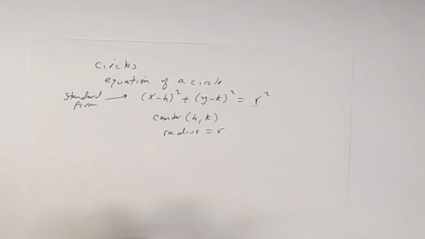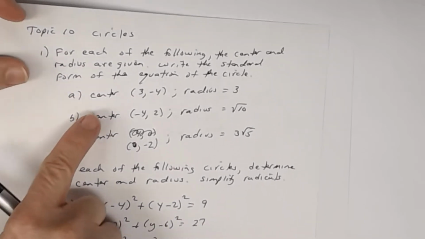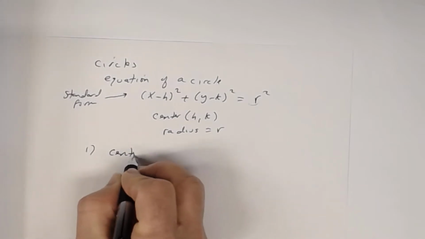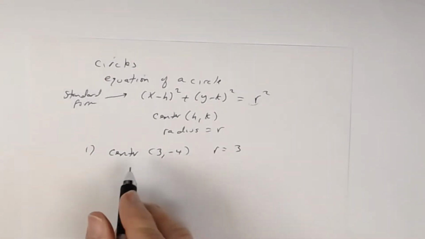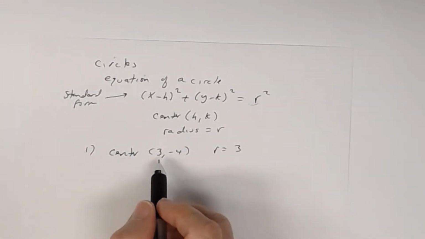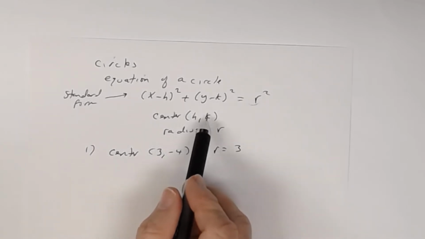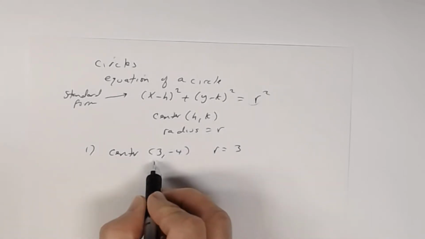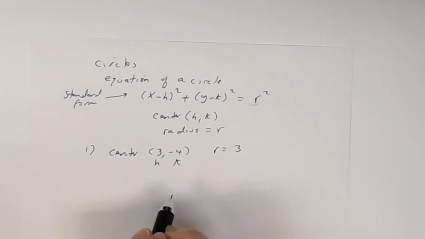All right, so let's look at number one. Very easy. Watch number one, A, B, and C. Number one, you're told the center is (3, -4) and the radius is 3. It is always a good idea to denote the coordinates of the center using h and k. Make sure you use h and k. It helps. So h is 3, k is -4.